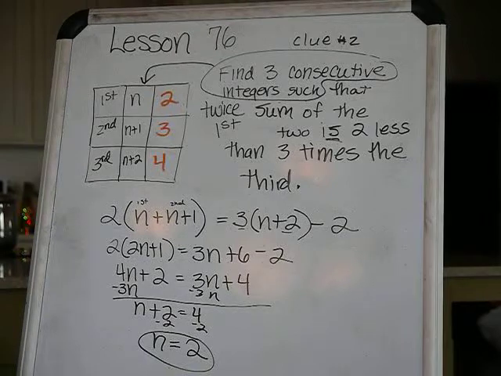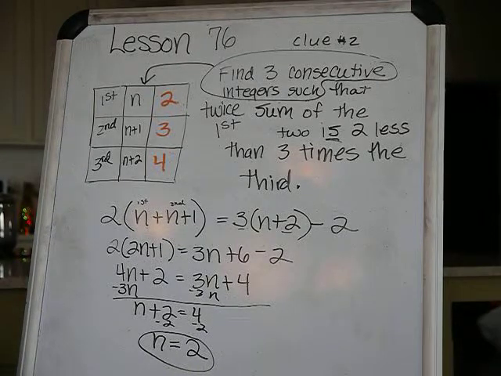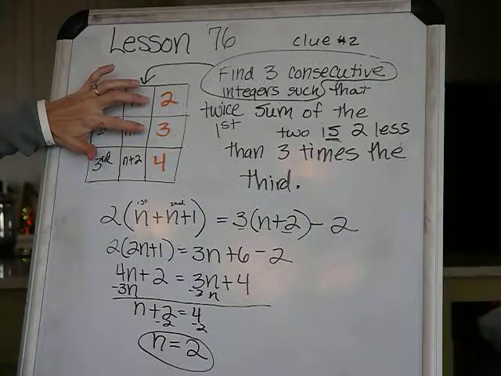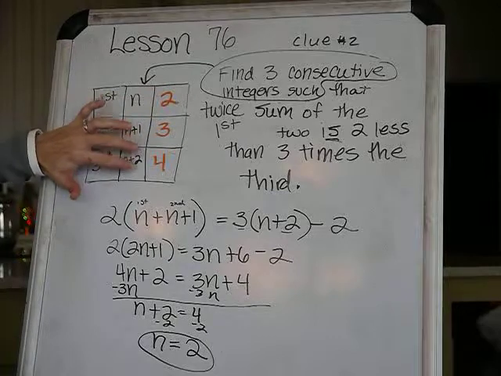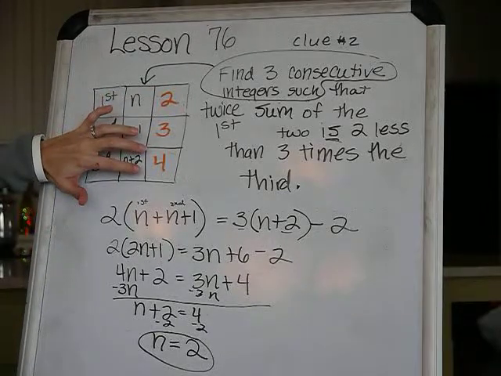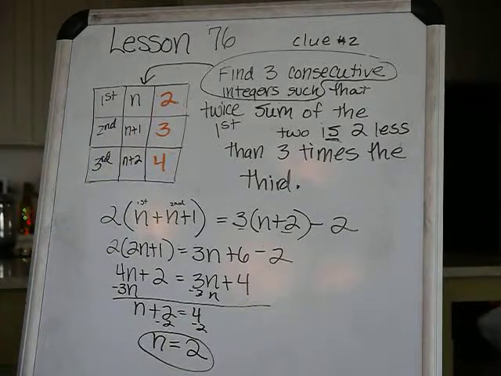How do we check it? Okay, twice the sum of the first 2, so twice 5, right? 10 is 2 less than 3 times the third. Well, 3 times the third is 12. Is 10 2 less than 12? Yes. You got it right.